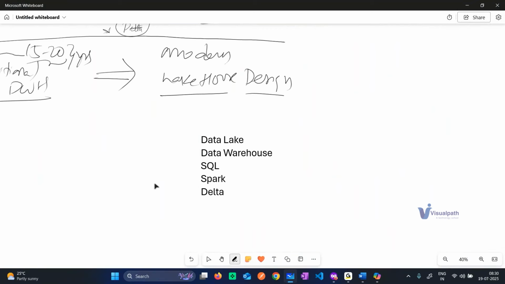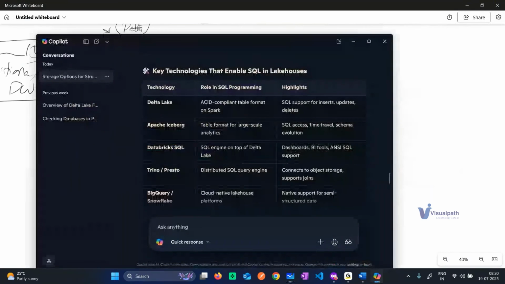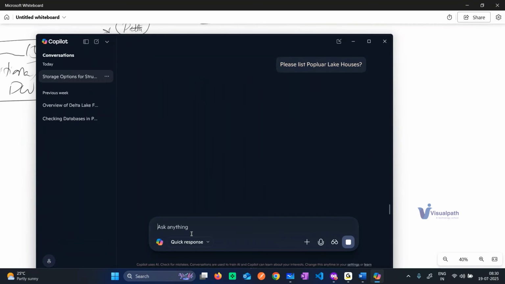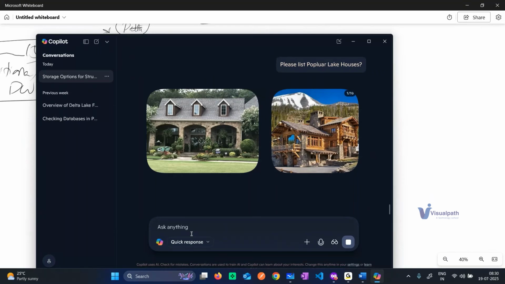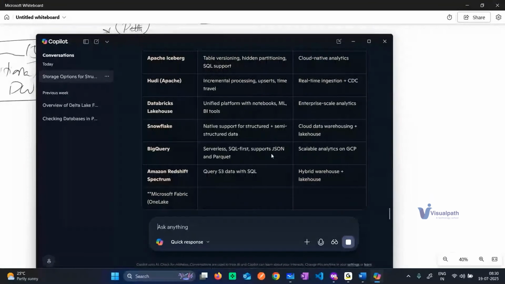And that is where, participants, the popular lakehouse technologies that are available. So I'll ask, please list popular lakehouses from Microsoft Azure. I want to see what are those popular lakehouses.